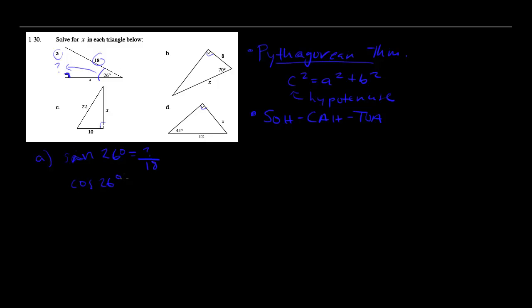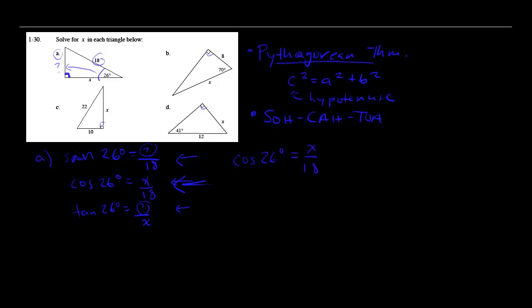Cosine of 26 degrees is equal to the adjacent, x, divided by our hypotenuse, which is 18. Tangent is the opposite, our question mark again, over the adjacent, x. Which should we use to solve for x? It's kind of obvious that we should use cosine, because sine and tangent both have question marks, which means we need more information. So we are left with cosine of 26 degrees equals x over 18.